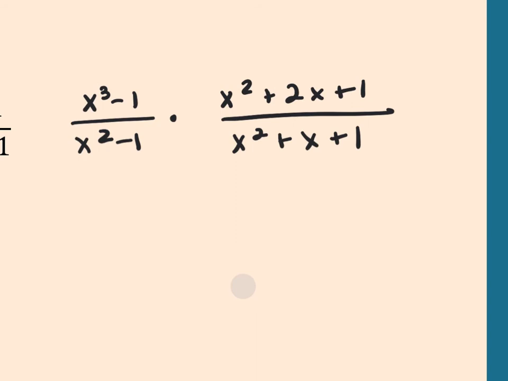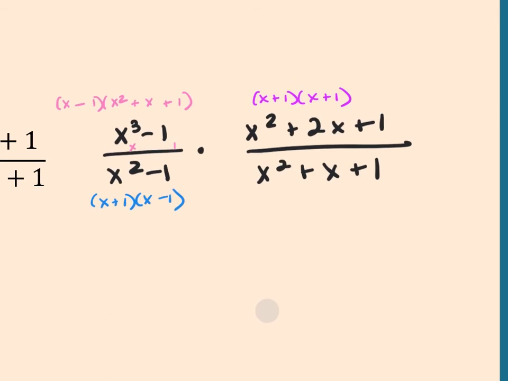Difference of perfect cubes on the left. This would be x, this would be 1. So I'd get x and 1, x squared, x, because 1 times x would be x, and 1 squared, which is 1. Same, opposite, positive. Bottom left, difference of 2 squares, x plus 1, x minus 1. Top right, factors of 1 that sum to 2, x plus 1 and x plus 1. Bottom right, can't be factored. No factors of 1 sum to 1.